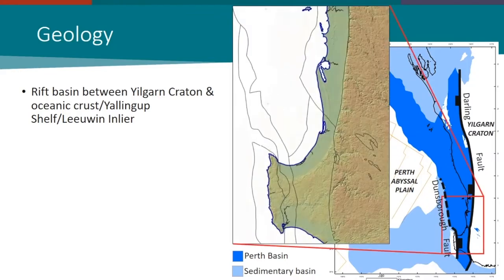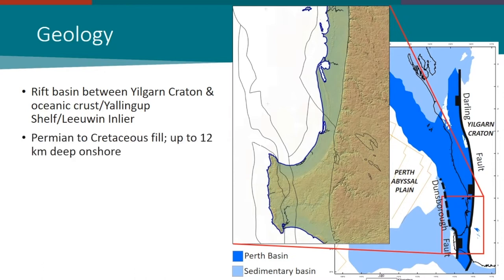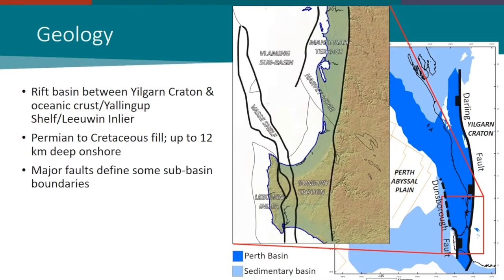This talk focuses on the Southern Perth Basin, which is an informal name taken to be the basin south of Perth. The basin's filled with Permian to Lower Cretaceous strata deposited in predominantly terrestrial environments, and onshore it's up to 12 kilometres deep. It's divided into several subbasins for the most part by large normal faults, which extend up to the early Cretaceous breakup unconformity.